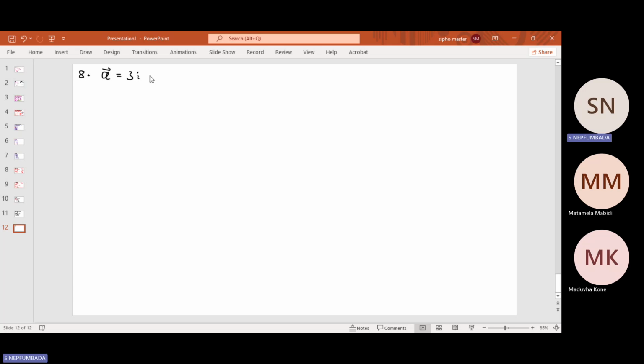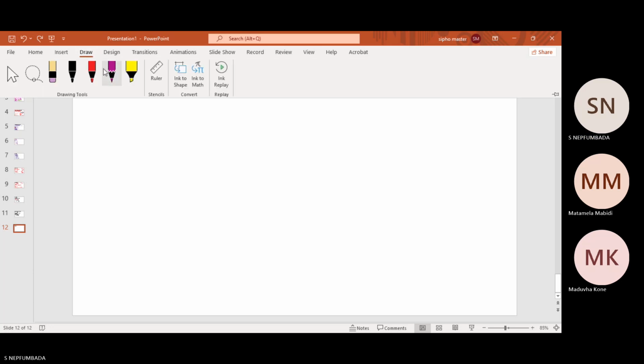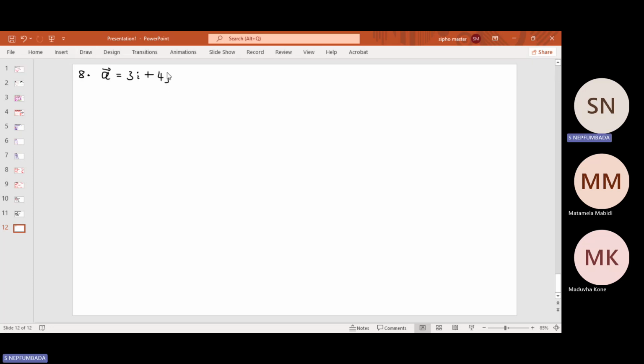This is A, 3i plus 4j plus 7k, and we've got B. This is B vector, is 4i plus 9j plus 2k.